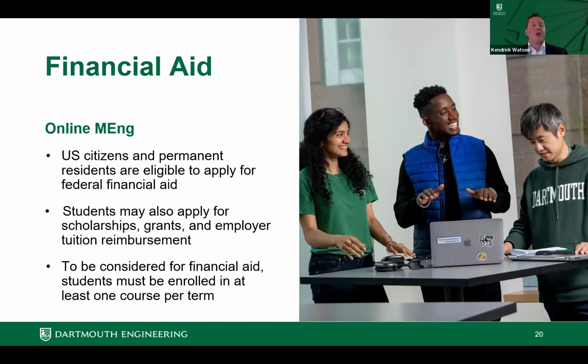We do want to touch briefly before we go into the deadline dates on financial aid. And so just quickly, we can point out that this degree program is eligible for all of the same financial aid that the on-campus programs are eligible for. So as a U.S. citizen or permanent resident of the United States, that includes federal financial aid available through the Department of Education. But students are certainly welcome to and encouraged to seek scholarships and grants in other forms and from other providers.